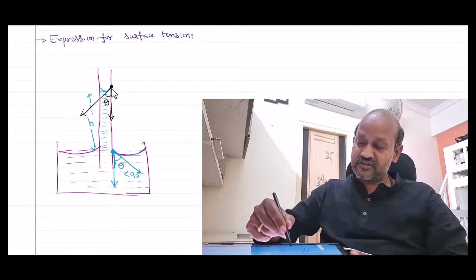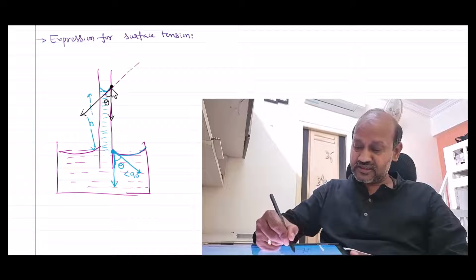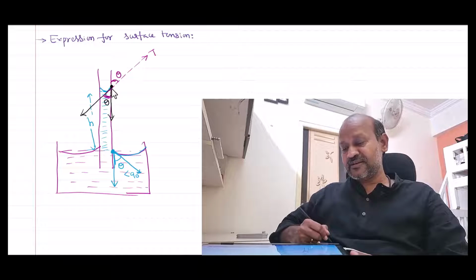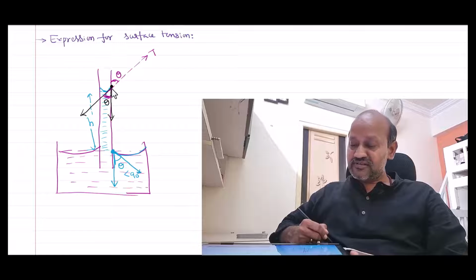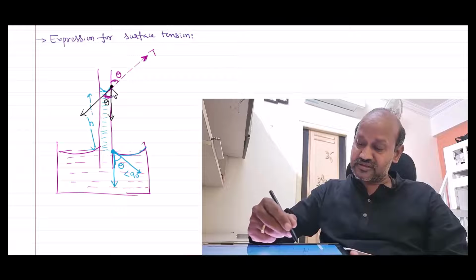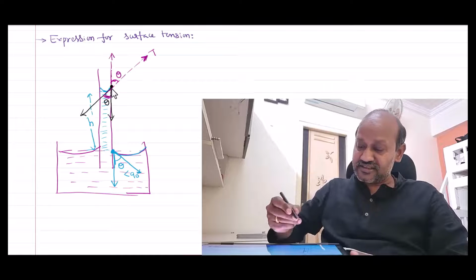And what's the direction of the surface tension at this point? This is tangentially in this way. That's the direction of surface tension. Being this angle is theta, this angle is also theta as per basic mathematics. Now, I can resolve this surface tension into components. Components as what? Adjacent to theta, that is T cos theta.